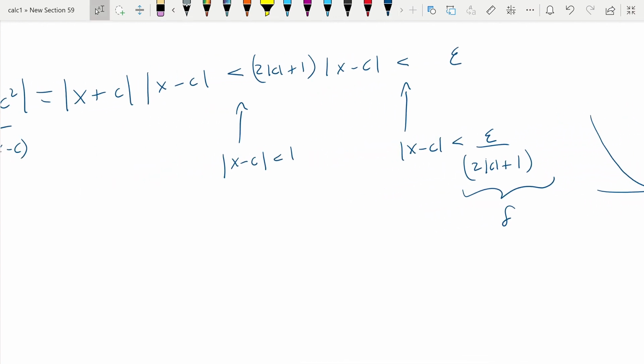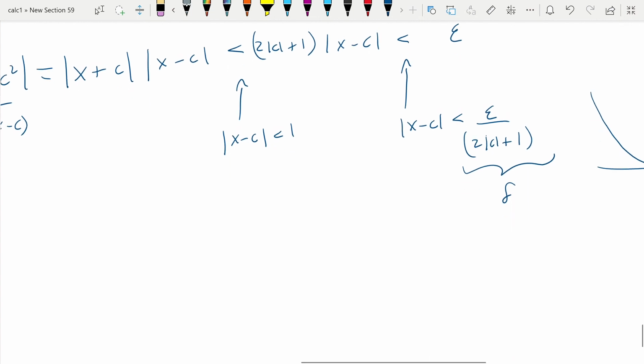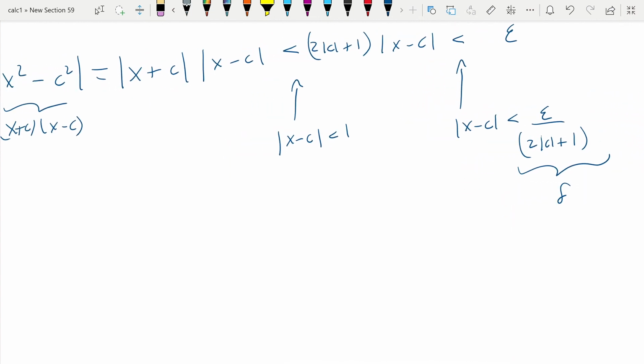And the other thing here: how does this condition that x minus c is less than 1 imply that this is less than 2 times the absolute value of c plus 1? Well, this is just the triangle inequality, so x plus c is less than x minus c.